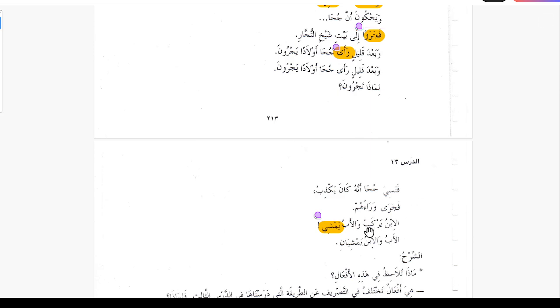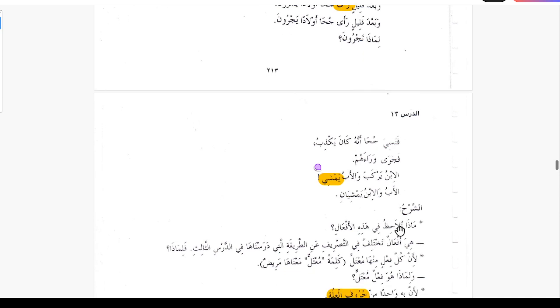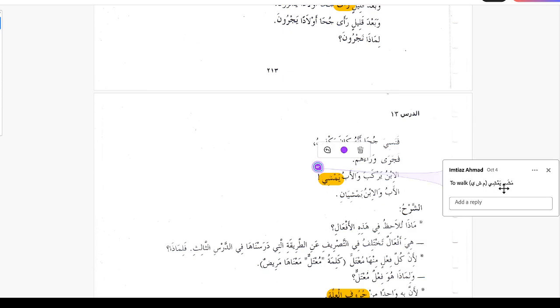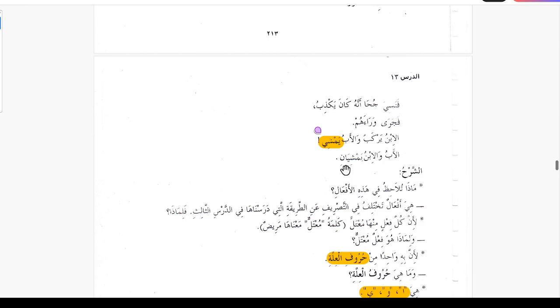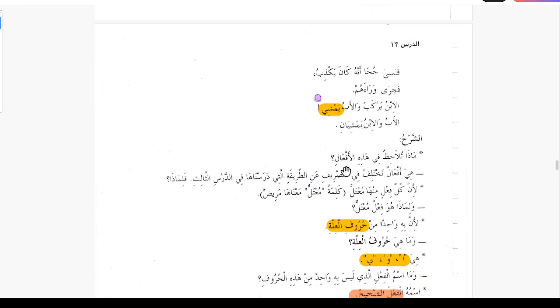Al ibnu yarkabu wal abu yamshi, the son he is riding and the dad he is walking. So the verb is here masha yamshi, to walk. The root letters of this verb are mim, sheen and ya. Al abu wal ibnu yamshiyani, the dad and the son they both are walking. So now all these examples, now we have the explanation here.